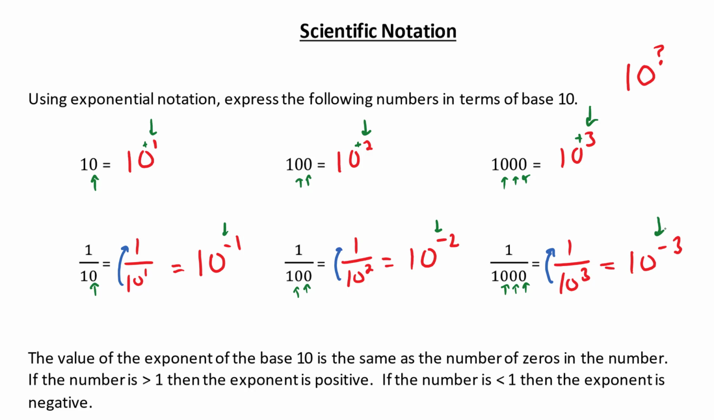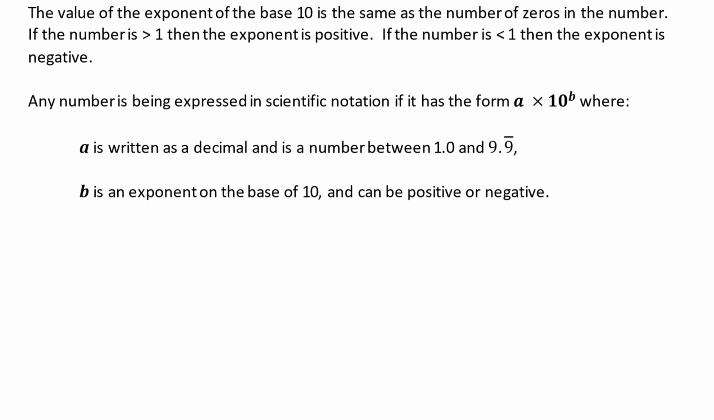Now that we've reviewed exponents, let's talk about scientific notation. Any number can be expressed in scientific notation using this form here. A times 10 to the exponent b. I've just put a and b as variables. A few things to note.